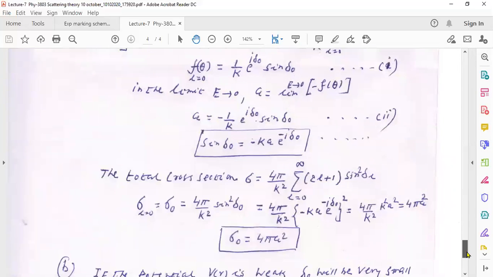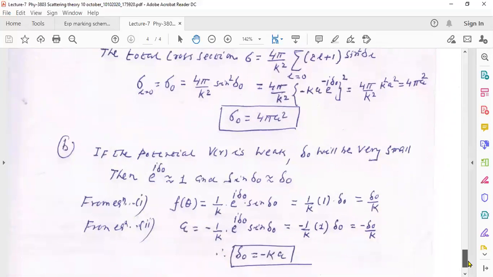So now we can say that if the potential V(r) is weak, right? Then δ_0 will be very small. Naturally, we have discussed, if V(r) is weak, if the potential is weak, then the role of the potential to shift the phase.